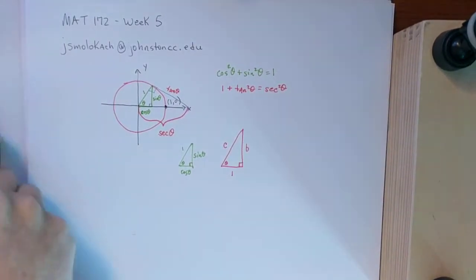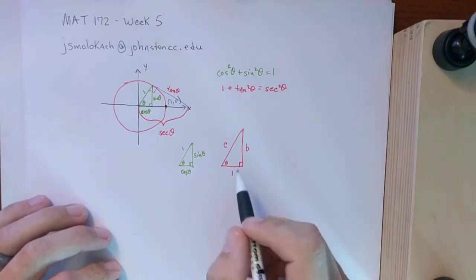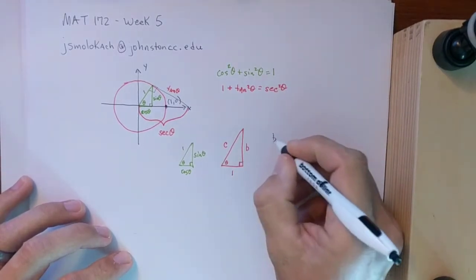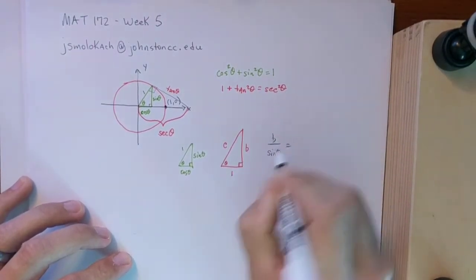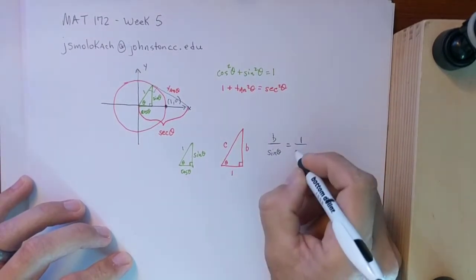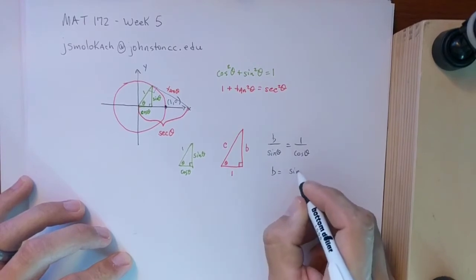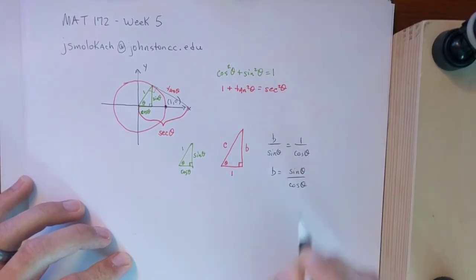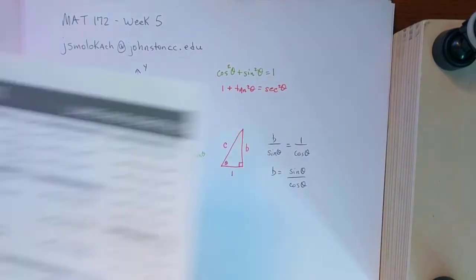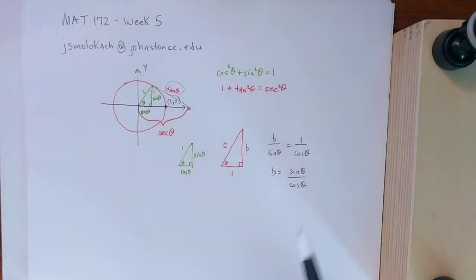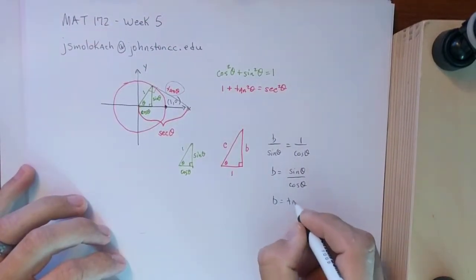So we know from similar triangles that B is to sine theta as 1 is to cosine theta, right? And so if we solve for B, we get sine theta over cosine theta, which we know is tangent theta, right? From our previous identity sheet, tangent is sine over cosine. So B, therefore, is the tangent of theta.